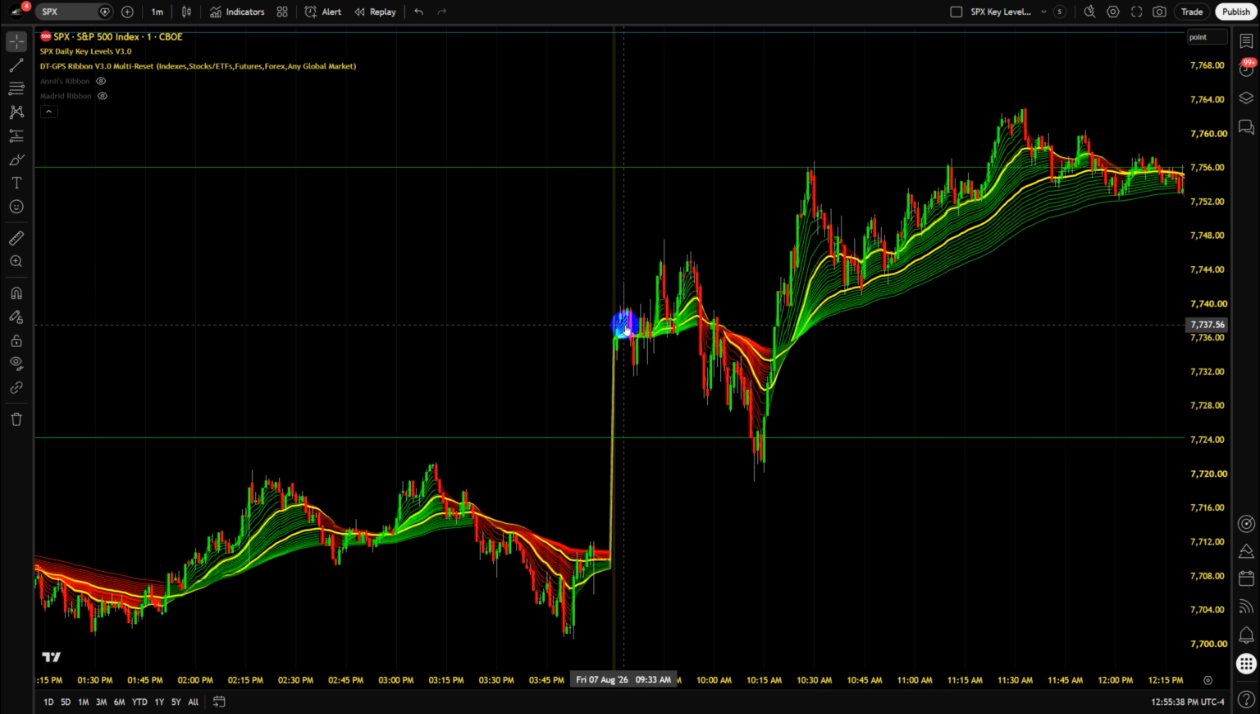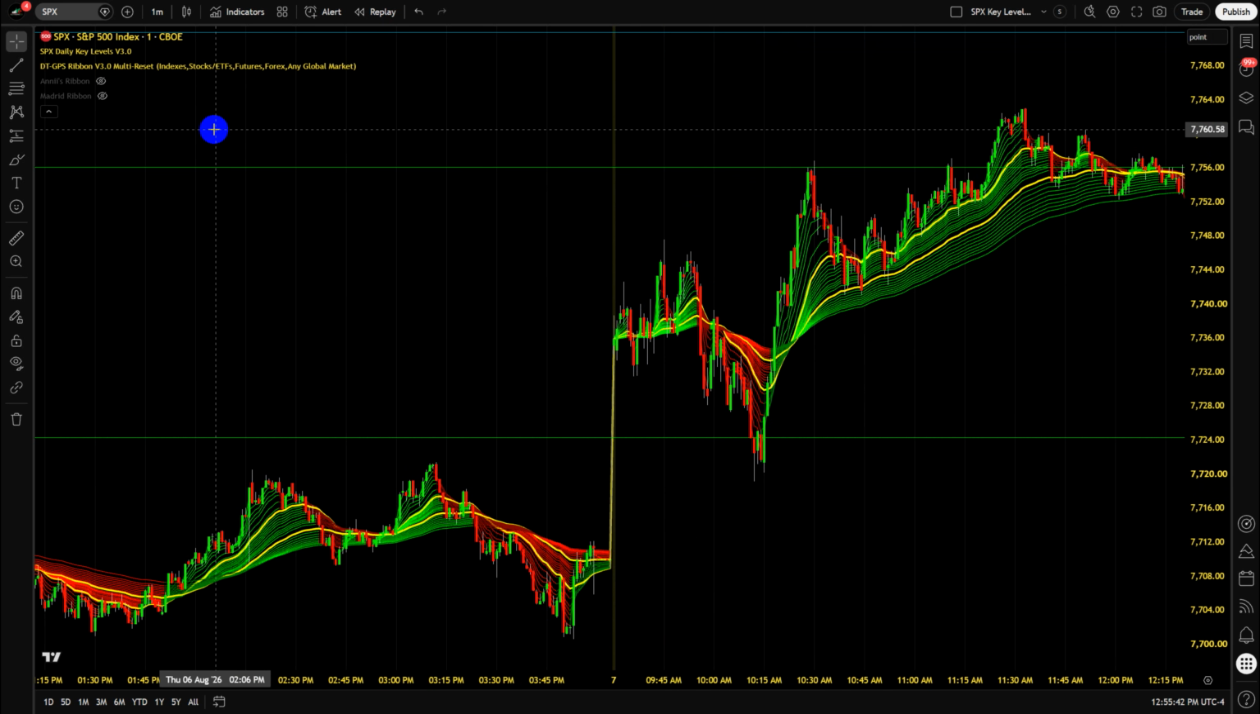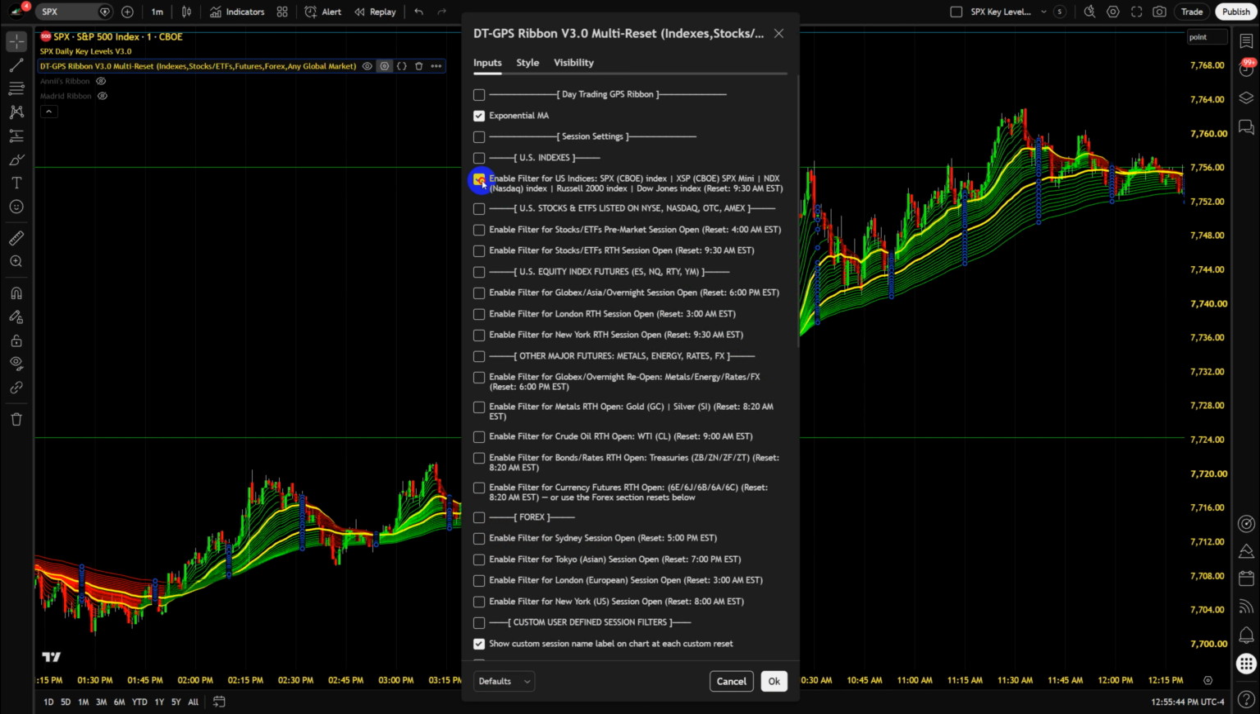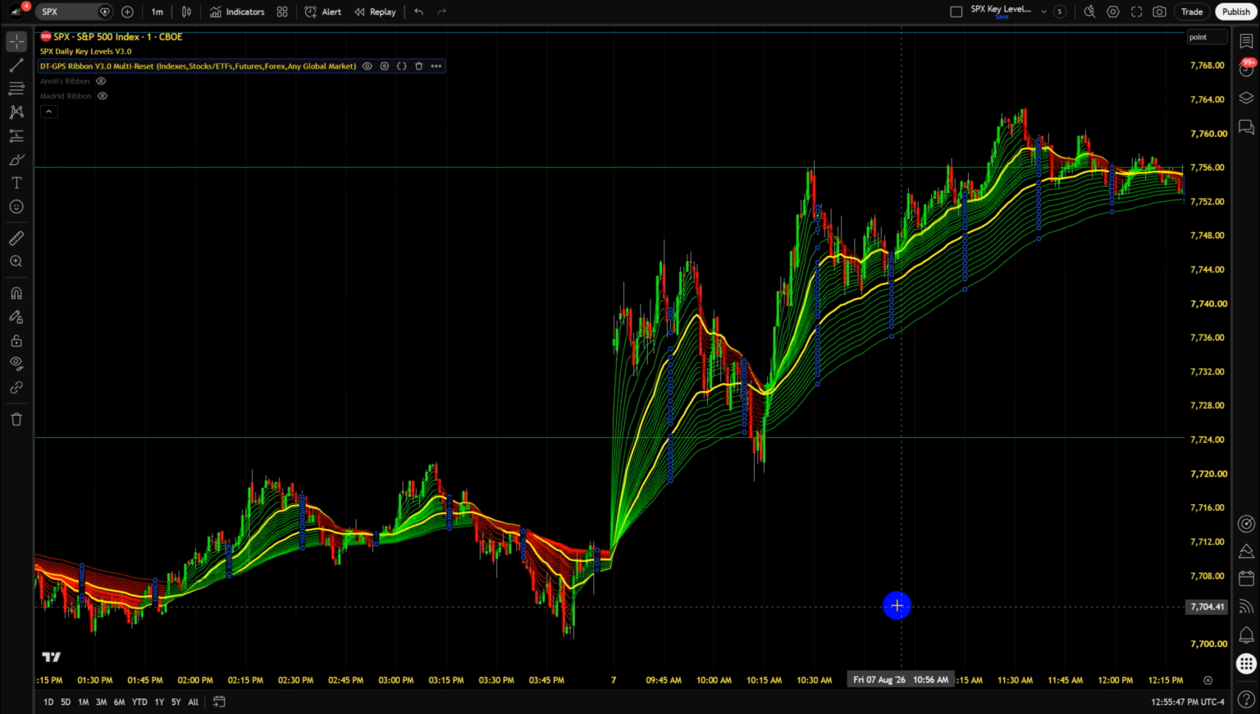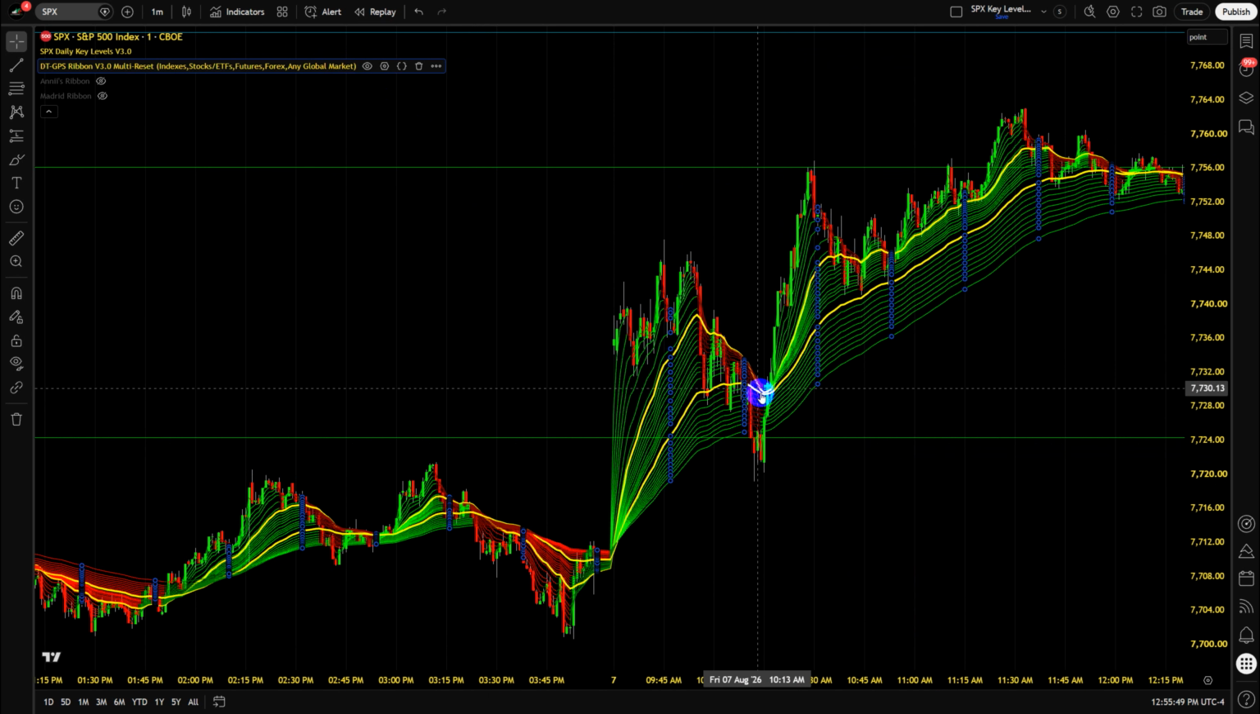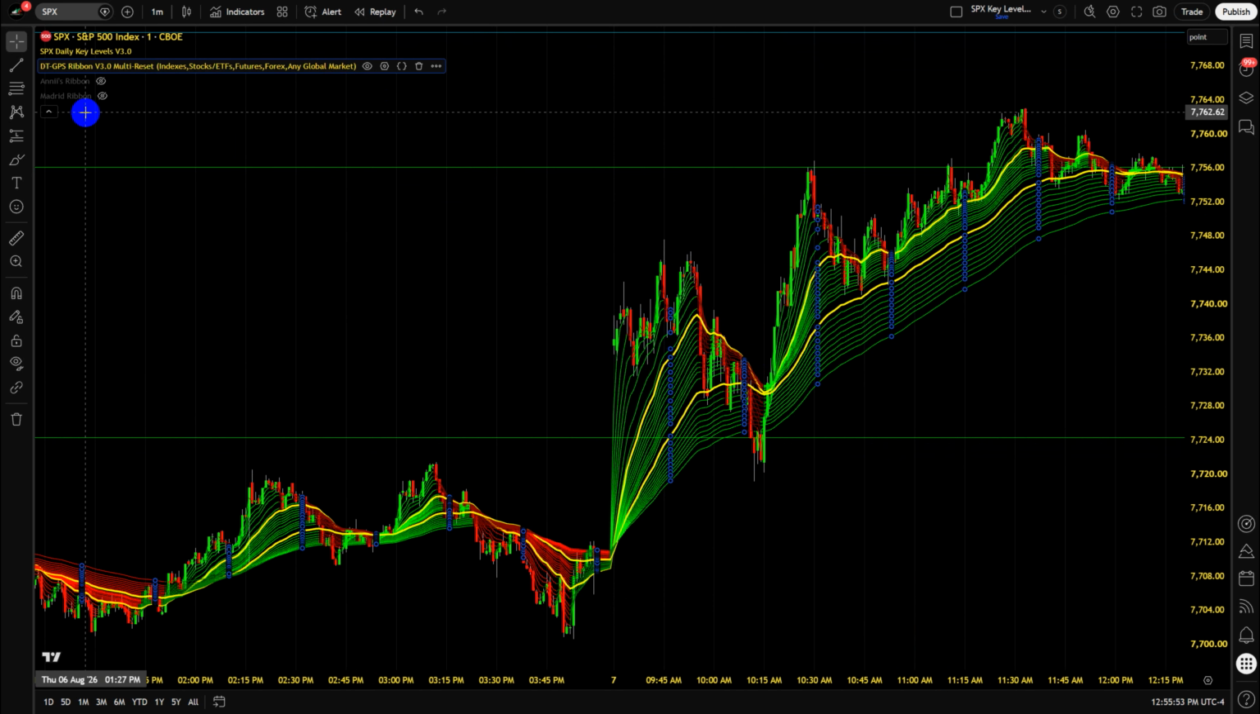Here as well, you're seeing some indecision right off the bat, and then eventually move back down. But again, if you have the filter off, then this is what you're really seeing here. So you're not really going to see the reversal move.